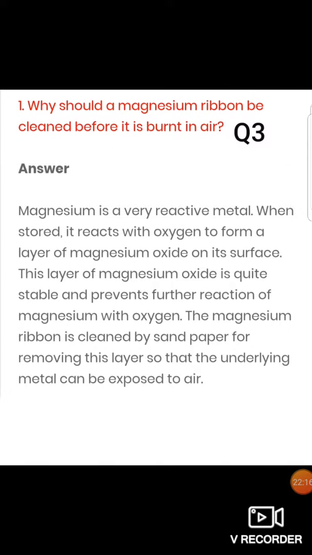Why should a magnesium ribbon be cleaned before it is burnt in air? Magnesium is a very reactive metal. When stored, it reacts with oxygen to form a layer of magnesium oxide on its surface. This layer of magnesium oxide is quite stable and prevents further reaction of magnesium with oxygen. The magnesium ribbon is cleaned by sandpaper for removing this layer so that the underlying metal can be exposed to air.